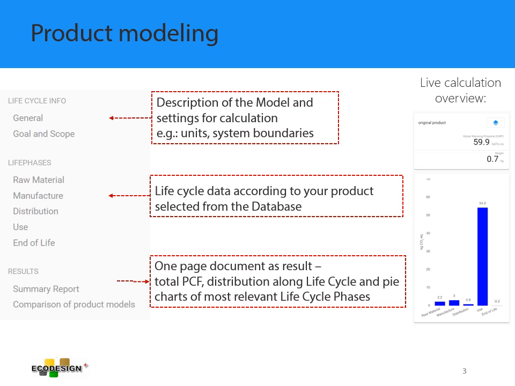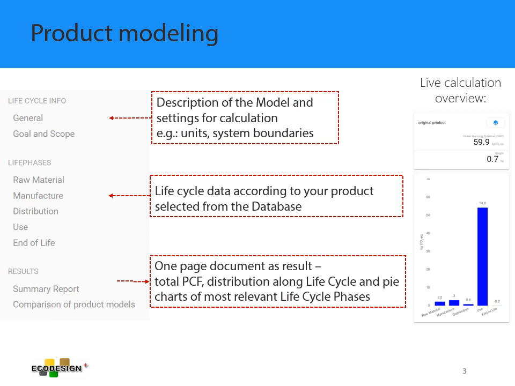Let's look at how to create models of your own products. Throughout the model on the left side, an overview over the pages of the modeling and calculation is shown. Click on the titles to navigate through the model. On the right side, the product carbon footprint results are shown in a live calculation overview during the modeling.